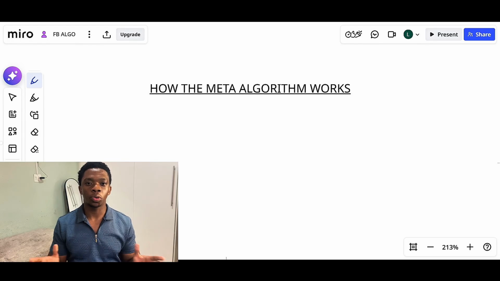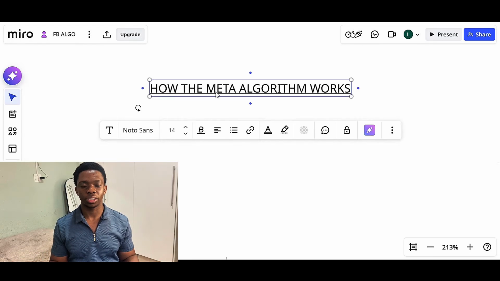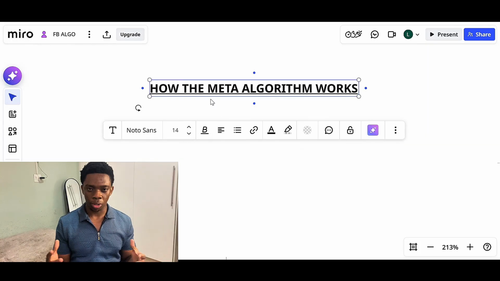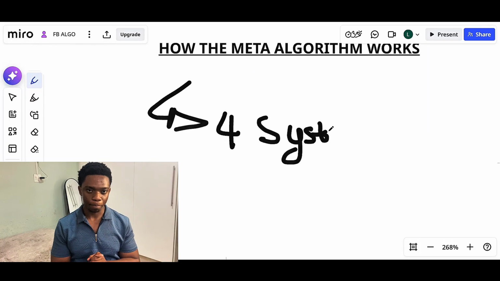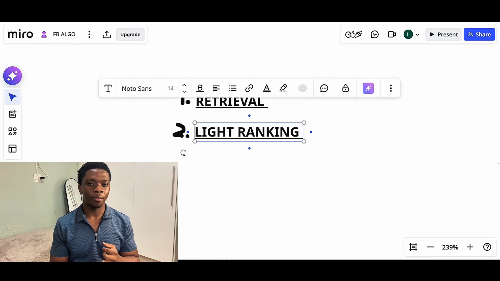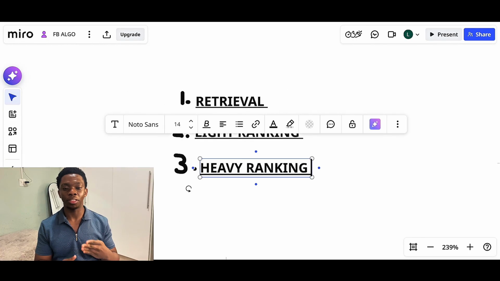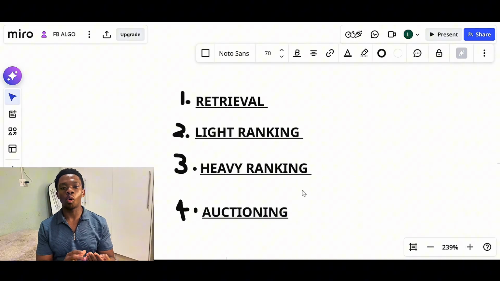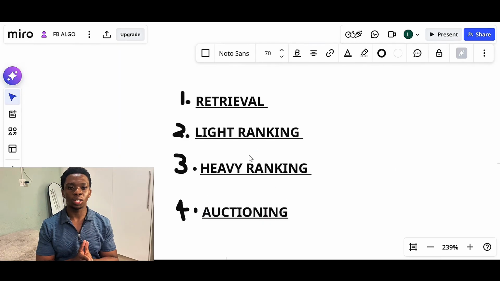Okay, good people. So today we're going to be going over how the Meta algorithm works. And to get straight into it, the Meta algorithm and all its new updates works in 4 simple steps, right? The first one is retrieval. The second one is light ranking. Third is heavy ranking. And the fourth is auctioning. And we're going to go over each and every step until we get to the fourth one.